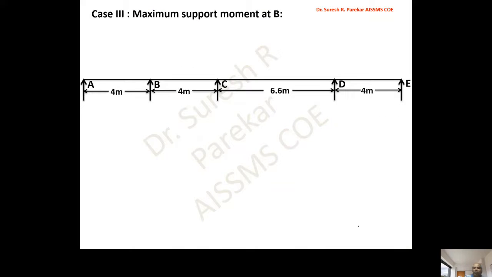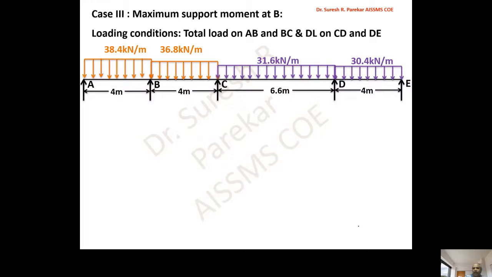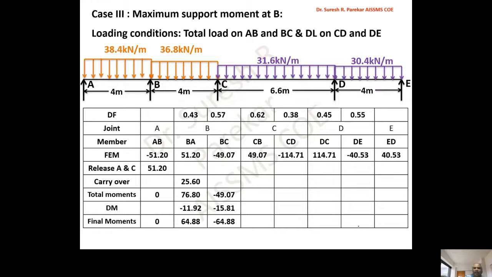Now we will go to the maximum support moment at B. We have to apply total load on AB and BC, and dead load on CD, and total load on DE. Then we will get these values. Actually, we have to consider only the B support, so we need not go for the rest. If you do not show these also, it's okay. Then we get the maximum support moment 64.88 kilonewton meter.